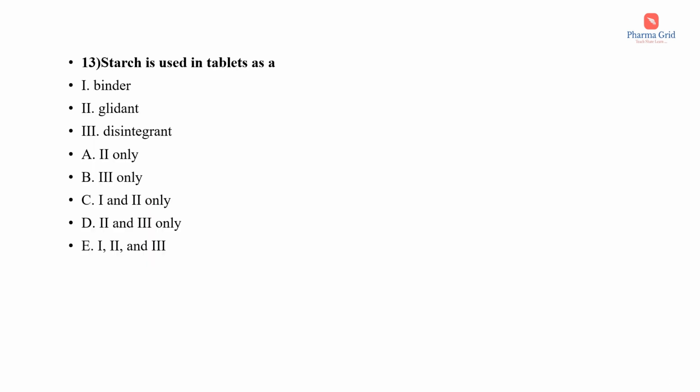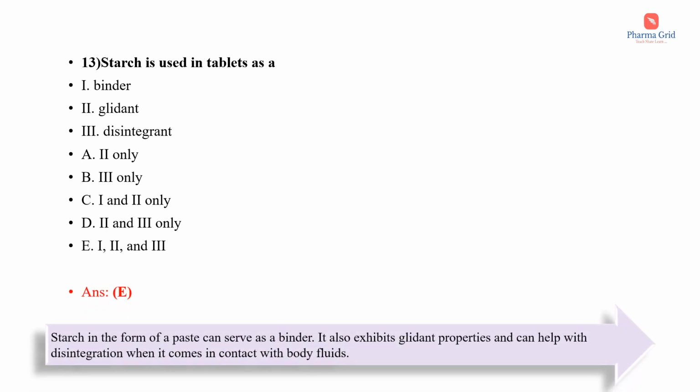Question number 13. Starch is used in tablets as a. The options are binder, glidant, disintegrant. So here the correct answer is E, that is all of the above are correct options. The starch in the form of a paste can serve as a binder. It also exhibits glidant properties. Glidant properties means to improve the flow properties, and it can help with disintegration when it comes in contact with body fluids.